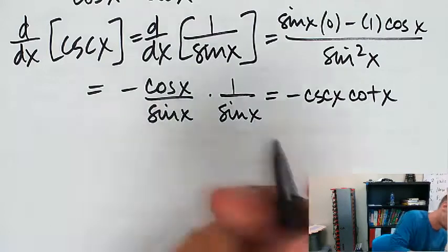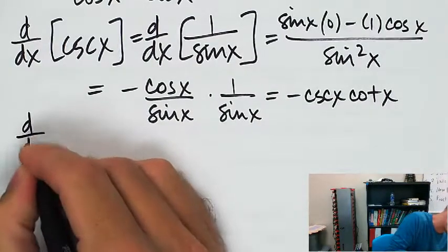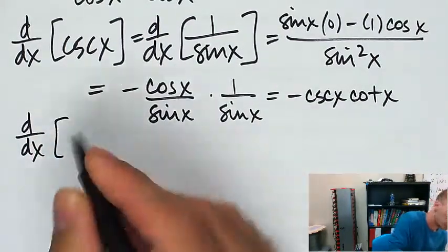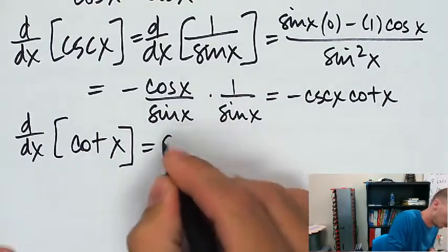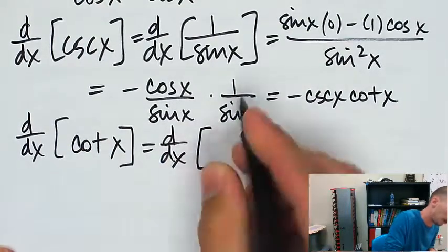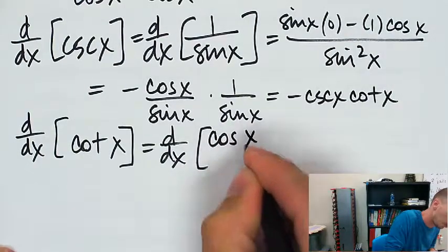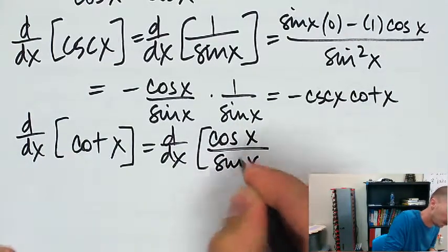Okay, and then I guess cotangent I can do for you. That's the derivative, write it as a fraction, cosine over sine.